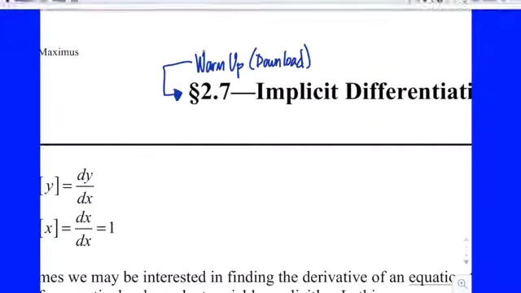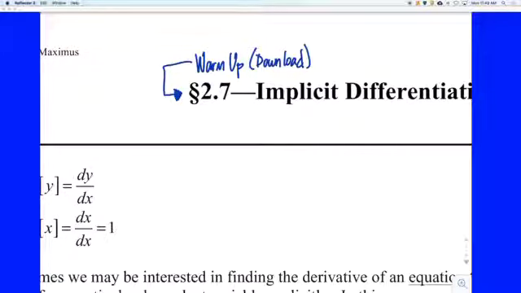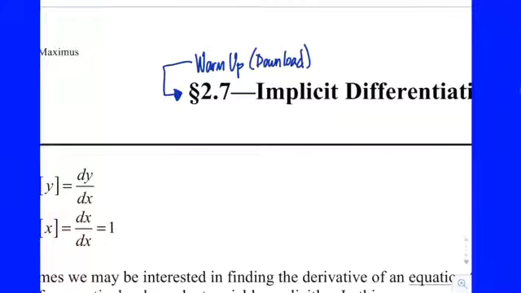All right, 2.7. We are going to start picking up the pace here a little bit so we can start getting closer and closer to the end of the year, right? The faster we go, the sooner it'll get here. I think that's how it works.